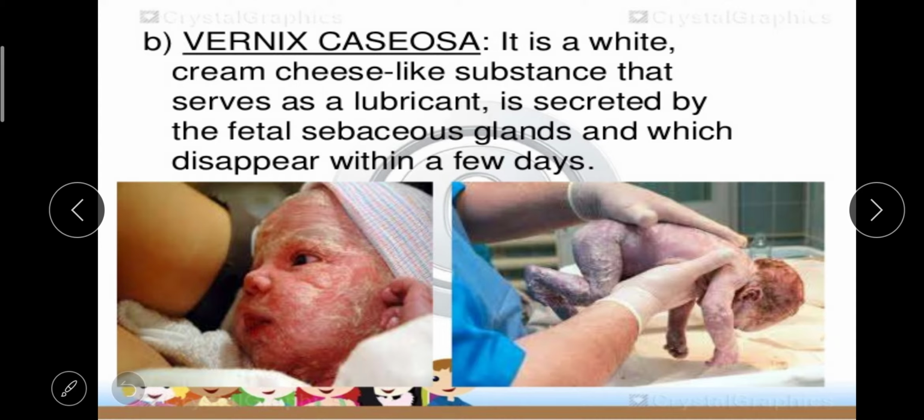Next, we are going to check the vernix caseosa. It is a white, cream cheese-like substance that serves as a lubricant, is secreted by the fetal sebaceous gland, and disappears within a few days. So this is called vernix caseosa. Okay, and it is secreted by the fetal sebaceous gland, and within a few days it will disappear.